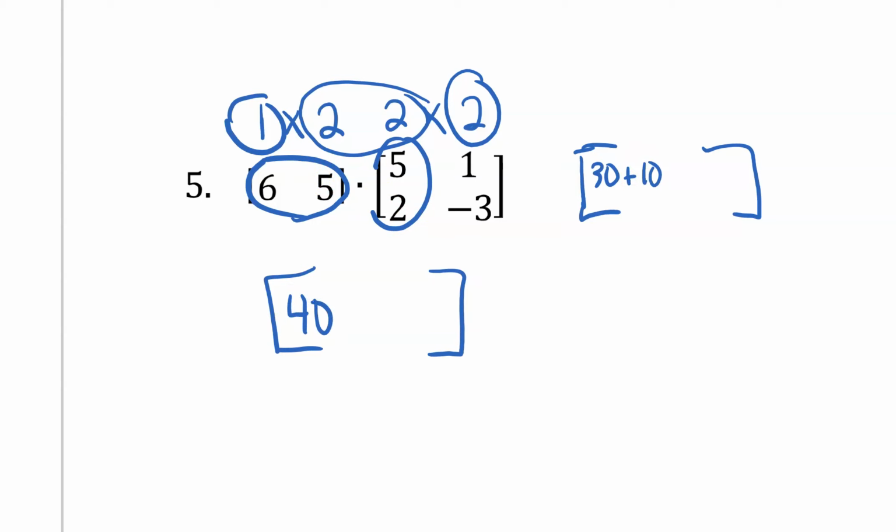And then we multiply our only row by our other column. 6 times 1 is 6. Sorry, my pen stopped working. There we go. 6, and then 5 times negative 3 is negative 15. So 6 minus 15 will be negative 9. And that'll be our answer.